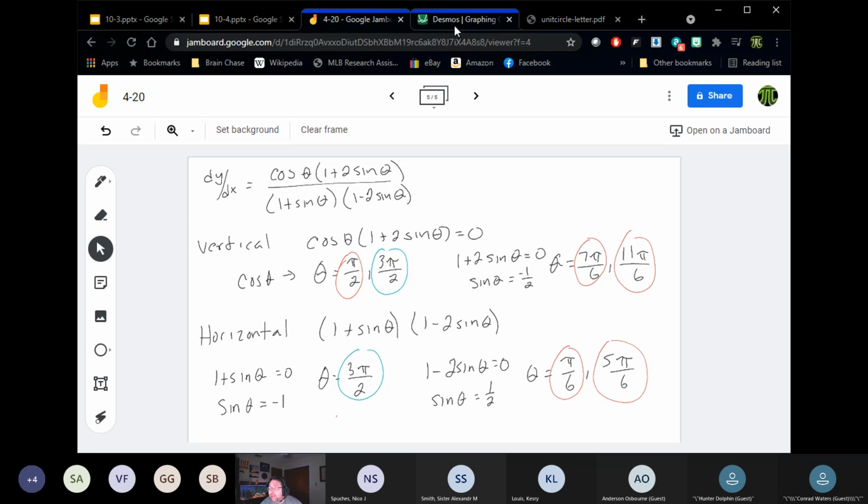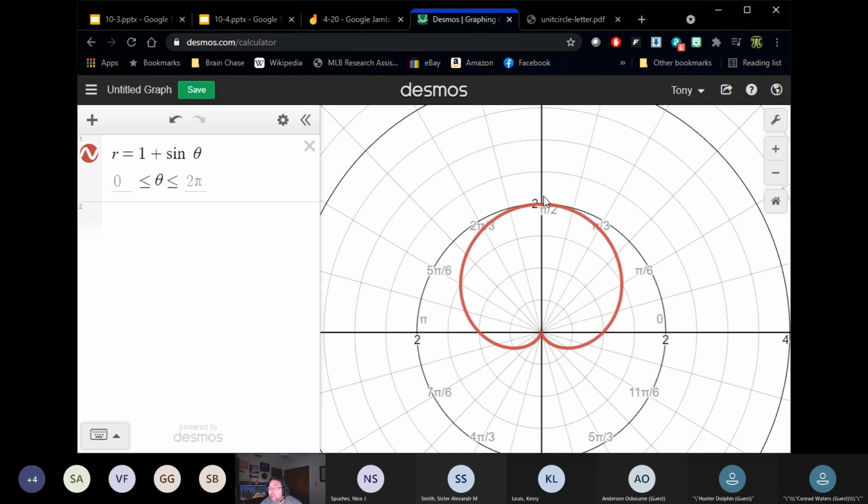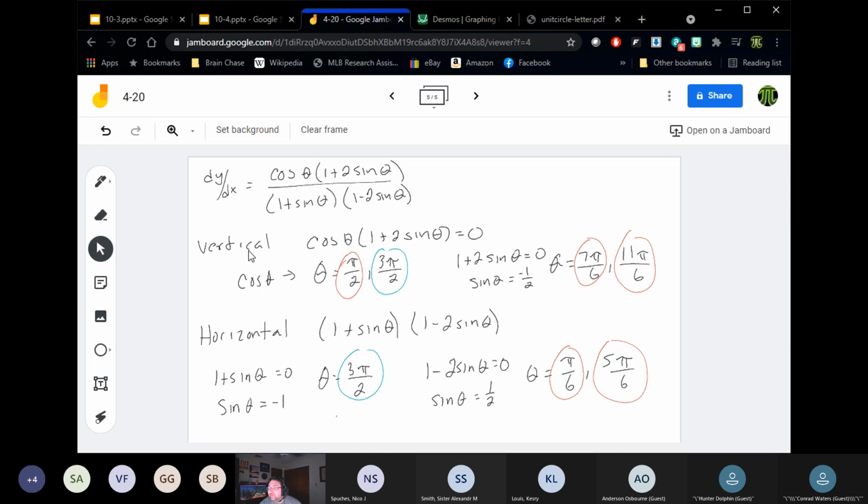And if we look at the cardioid, we have our vertical tangents right over here. So that's the pi over 2. Oh, sorry. It's backwards. I had them completely backwards. I wrote vertical and horizontal backwards. So horizontal was at the pi over 2. I reversed them.